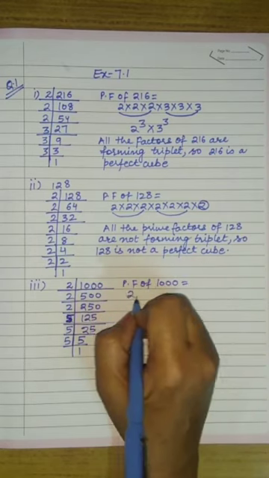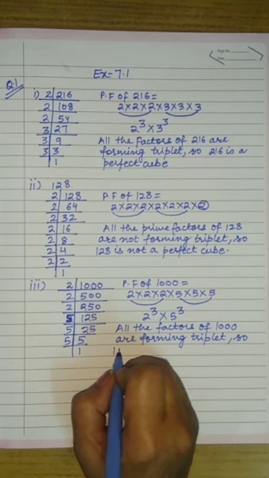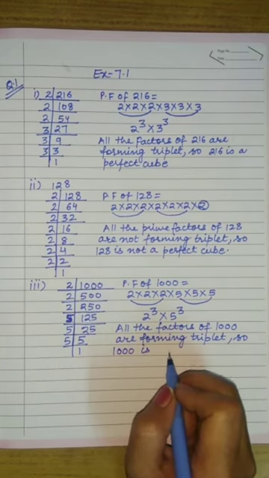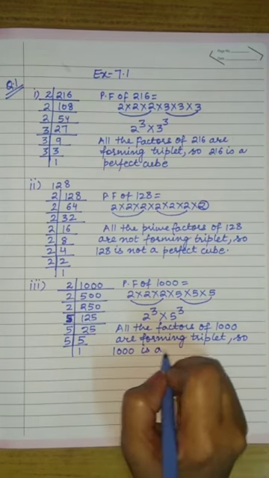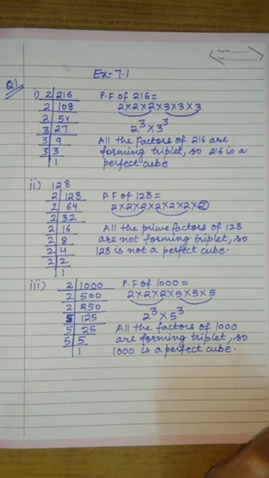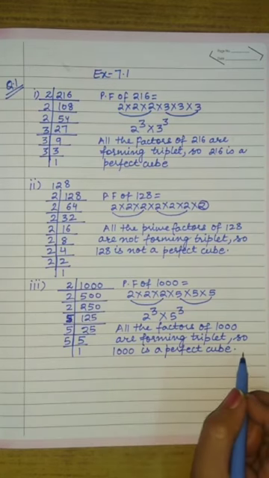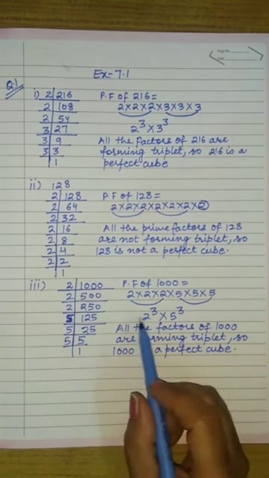So 1000 is a perfect cube. So 1000 is a perfect cube because its prime factors are forming a triplet.